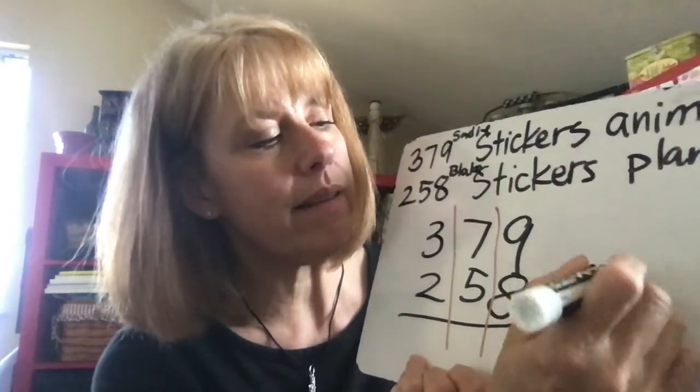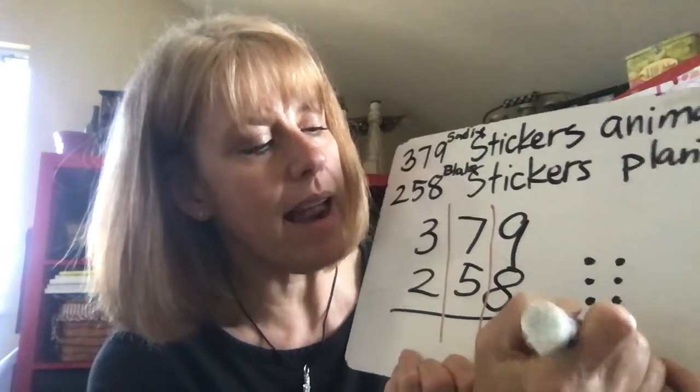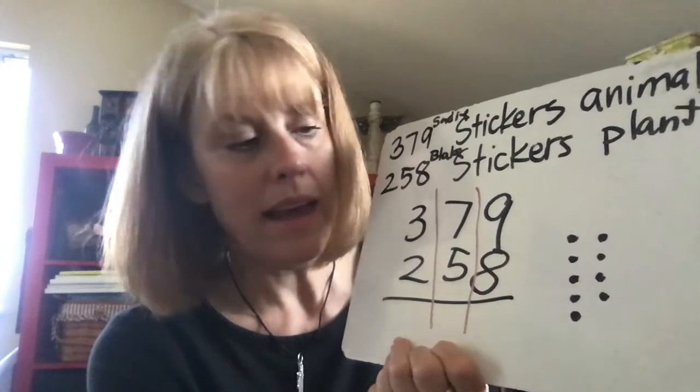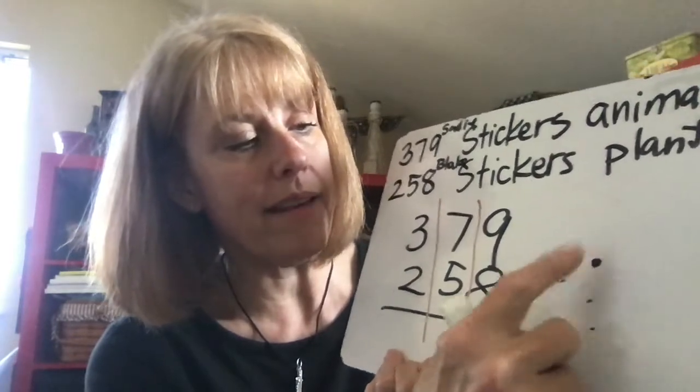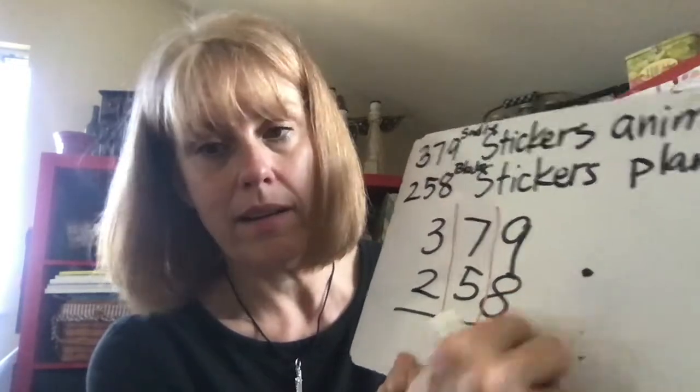And guys, if that's tricky, do this. 3, 4, 5, 6, 7, 8, 9. If you have 9 and you take away 8, 1, 2, 3, 4, 5, 6, 7, 8. How many are left? Just 1, right?